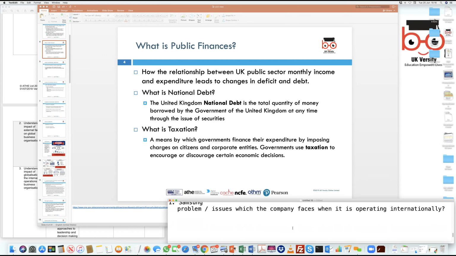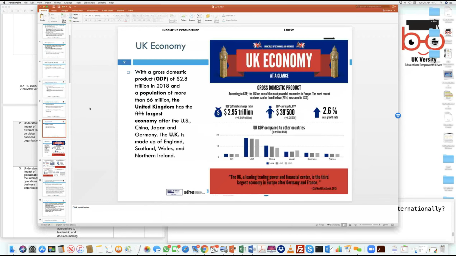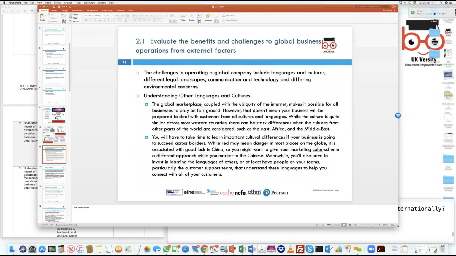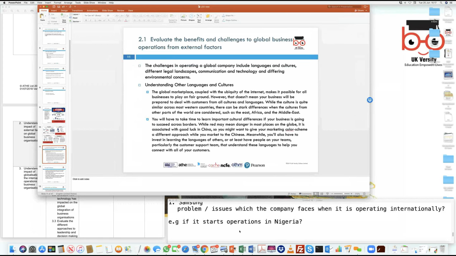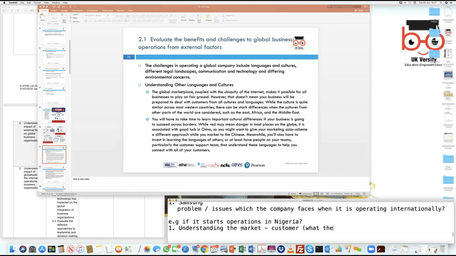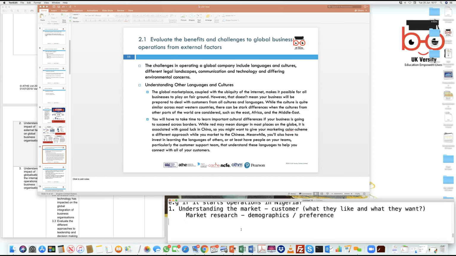One problem could be if it starts operations in, say, Nigeria. What kind of challenge would the company face? One challenge could be understanding the market. That means it wants to understand customers, what they like, what they want. So in order to understand this, they have to do what is called market research. Market research will tell them the demographics and the preferences of the consumer, and that will allow Samsung to study what kind of products they should start selling in Nigeria as a market.